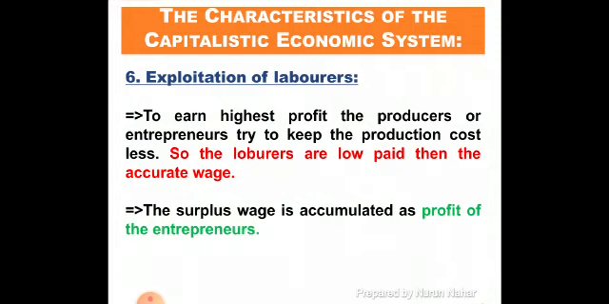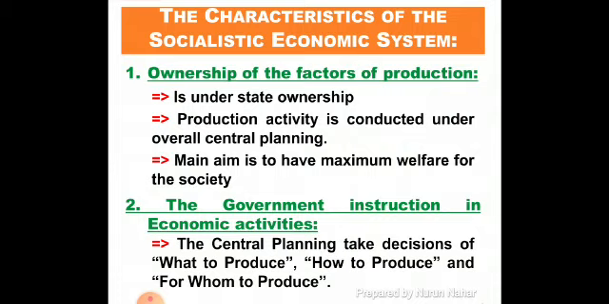So, dear students, these 6 points are the characteristics of the capitalistic economic system. Now, I will explain the characteristics of the socialistic economic system. As you know, the socialistic economic system is just opposite to the capitalistic economic system. You can easily find out the difference between these two. Let's discuss the characteristics at first.